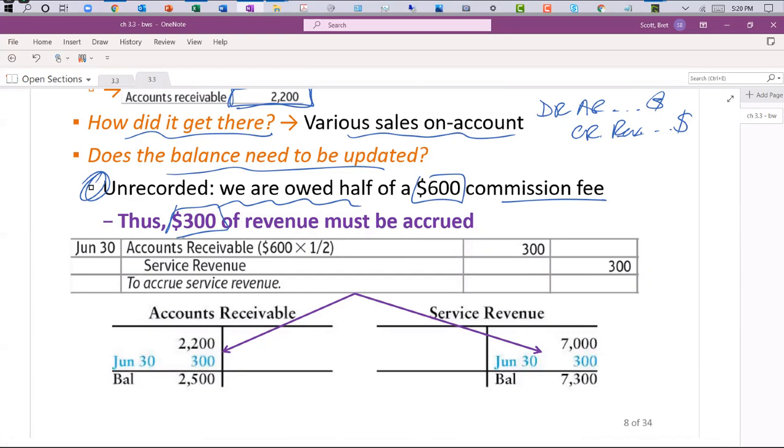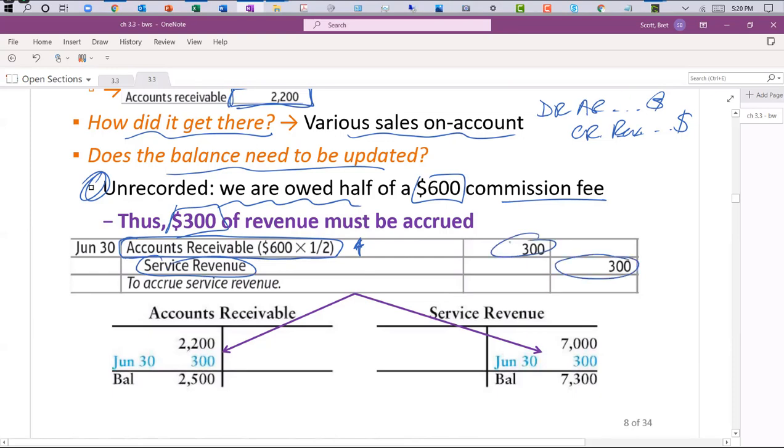So in this case, it's not really about the cash. It's really about, hey, have we earned any revenue but haven't recorded it yet? It's possible, in which case here we need to increase our accounts receivable for services that were performed but have not yet been recorded.